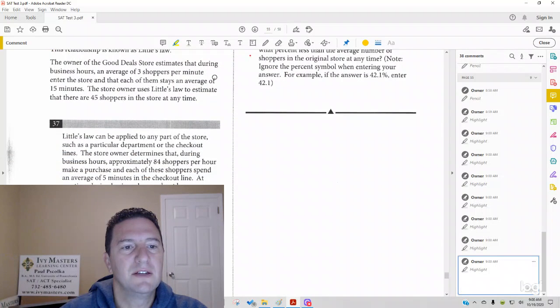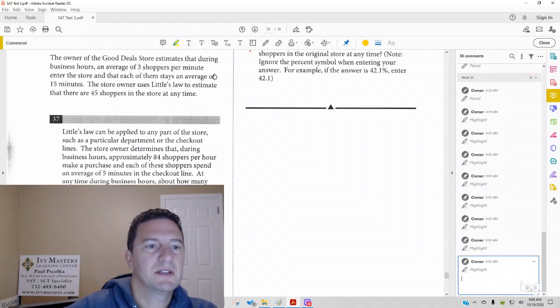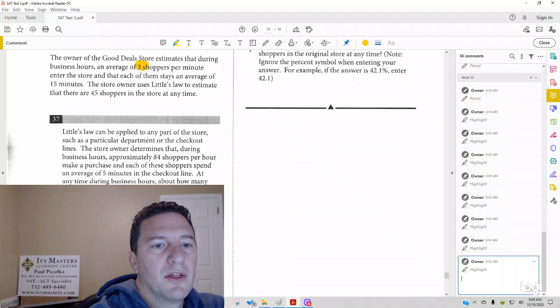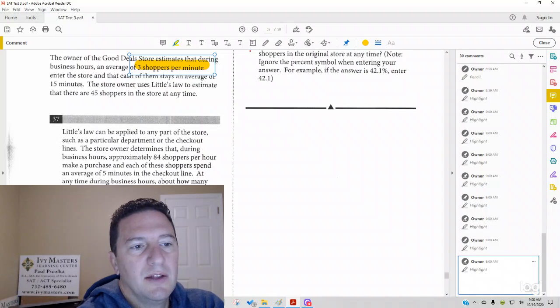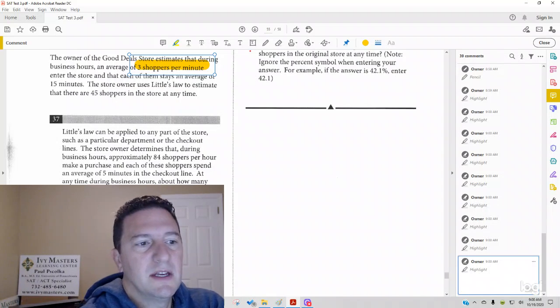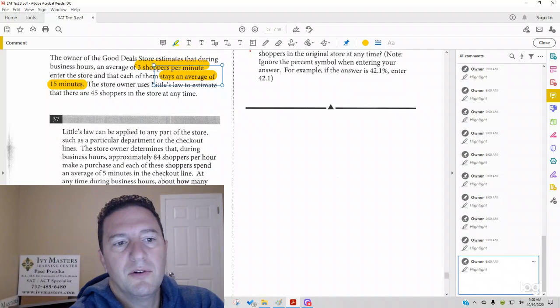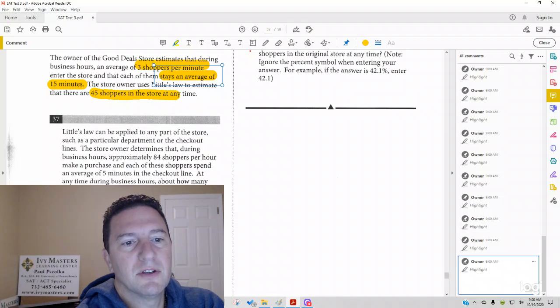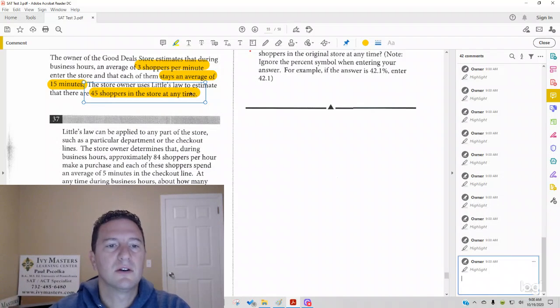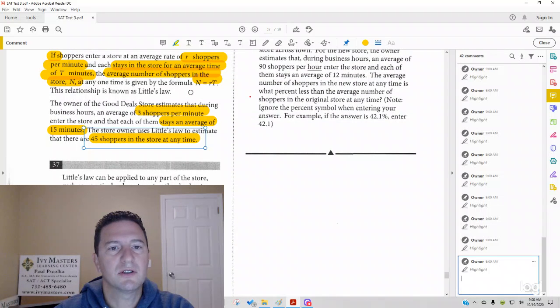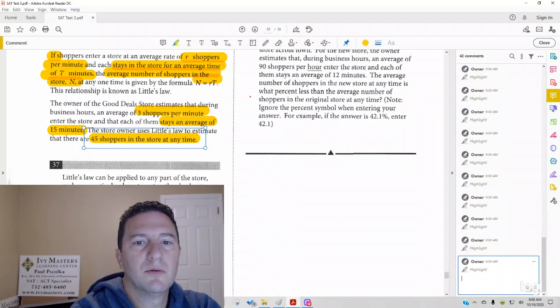The owner of the Good Deals store estimates that during business hours, an average of 3 shoppers per minute enter the store, and each of them stays an average of 15 minutes. The owner uses Little's Law to estimate that there are 45 shoppers in the store at any time. Okay, so now let's use this information just to see how this worked.